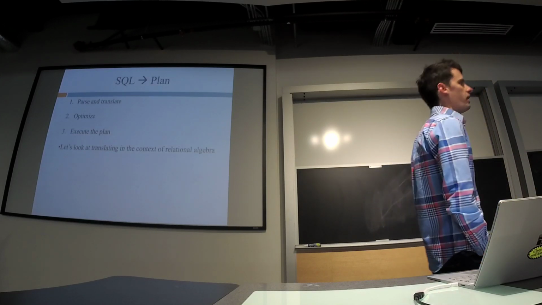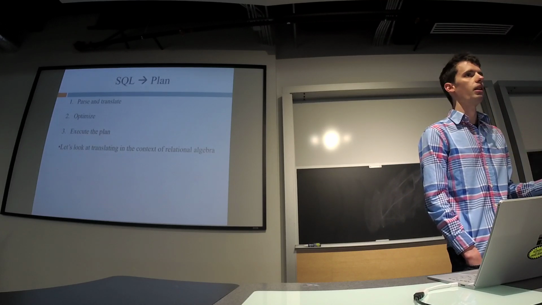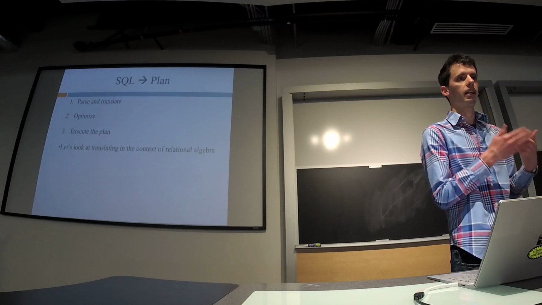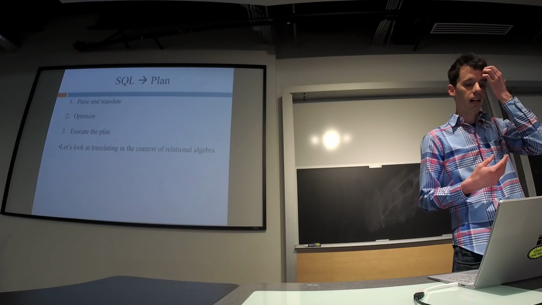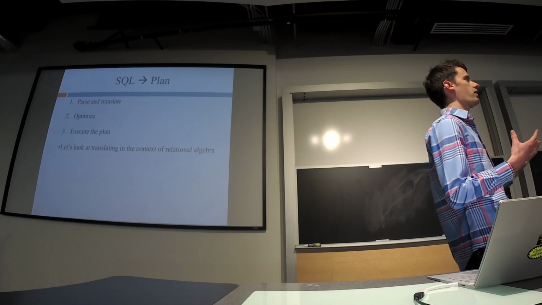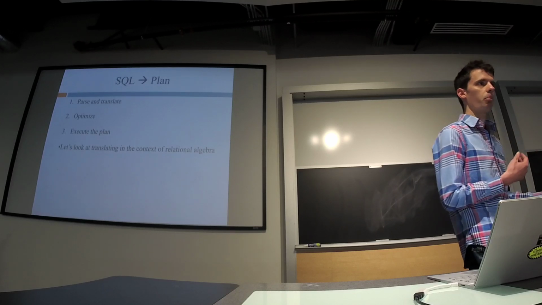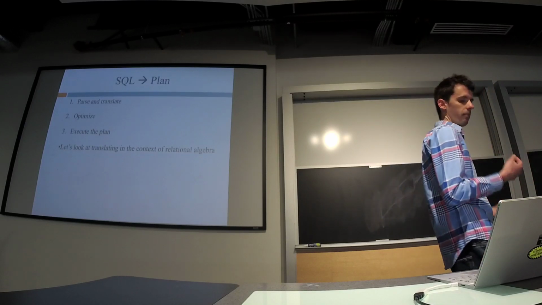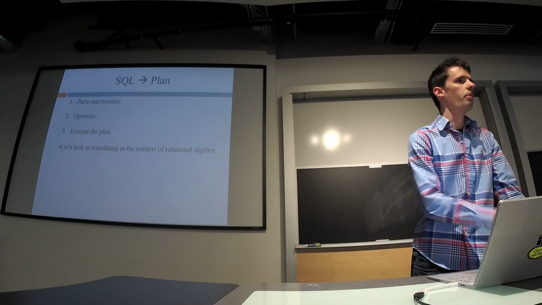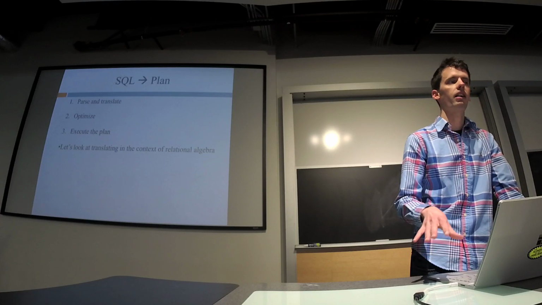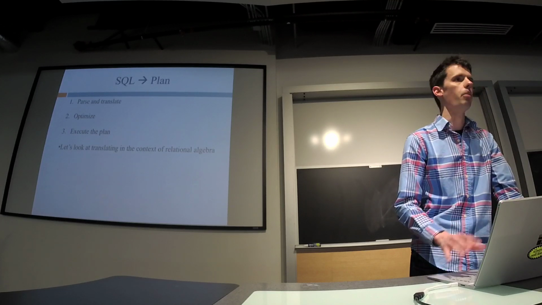So the basic job is like a compiler. First, you parse the input command, figure out if it's even the right syntax, and what they're looking for. Then once you've converted it into some kind of workable intermediate form, it optimizes the plan and then executes it. So let's look at this translation process from SQL to a plan. Let's look at it in the context of relational algebra, because those are the basic operations that the DBMS thinks about.